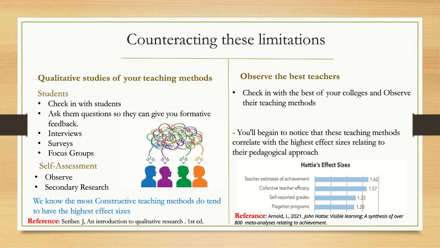Counteracting these limitations falls under two categories. Qualitative studies of your teaching methods, or you can observe the best teachers. Qualitative studies of your teaching methods, you can check in with your students, you can ask them questions so they give you formative feedback, you can do interviews, surveys, you can have a focus group, you can even do your self-assessment, you can observe a recording of yourself, or you can do secondary research so you understand why these effect sizes are so positive. We know that the most constructive teaching methods do tend to have the highest effect sizes.